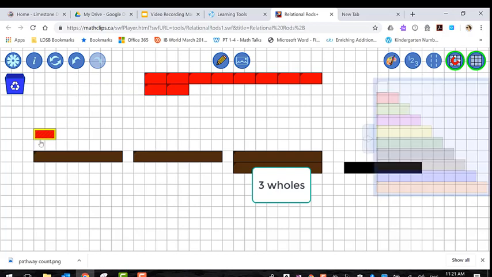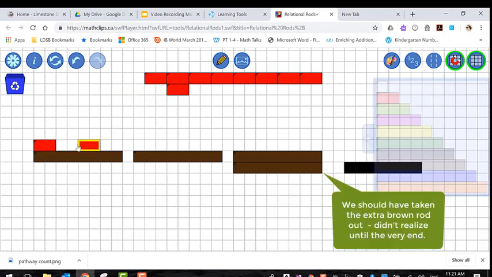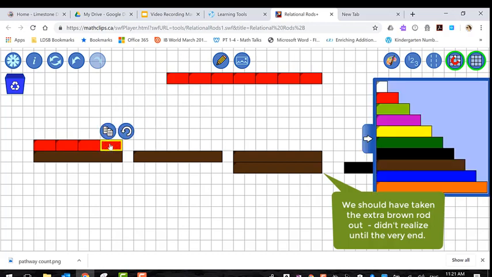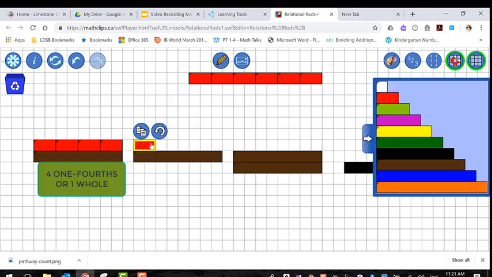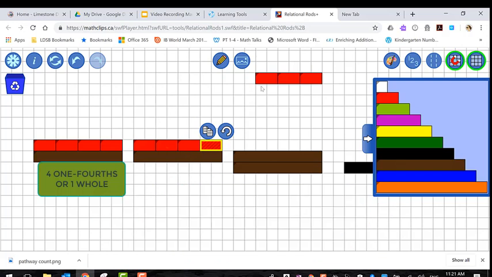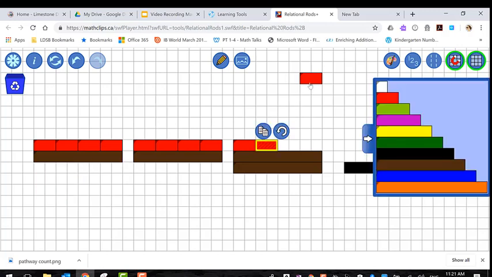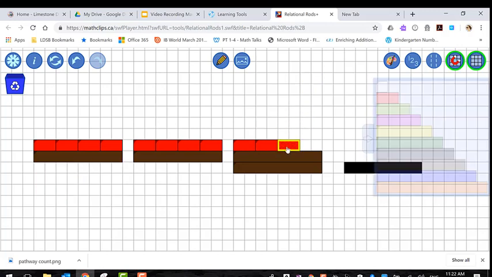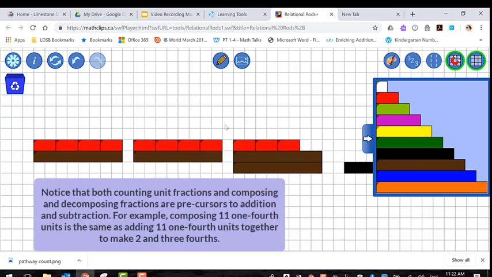So we've got 1 1/4, 2 1/4, 3 1/4, 4 1/4, or 1 whole, 5 1/4, or 1 1/4, 6 1/4, 7 1/4, 8 1/4, or 2 wholes, 9 1/4, 10 1/4, 11 1/4, or 2 wholes and 3/4. I'm actually going to get rid of that. So as you can see, we've counted by unit fractions.